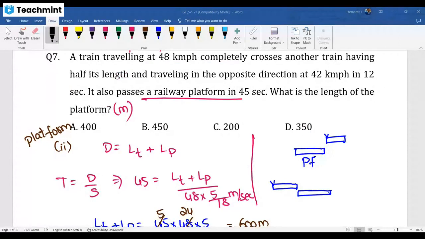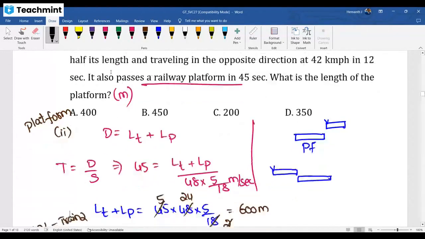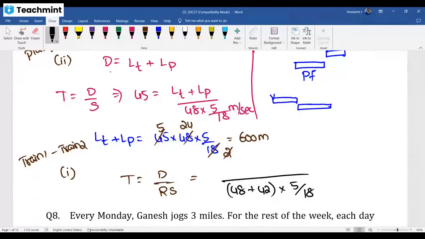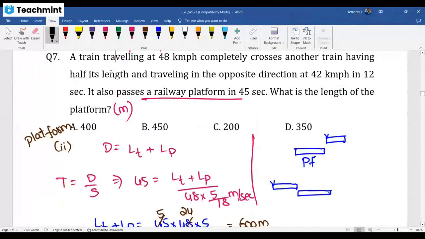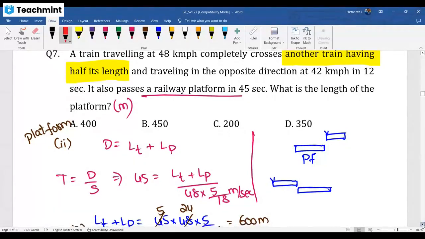Now, my dear friend, see, what should be the distance here? Like the previous one, where the train is crossing a platform, distance is length of the train plus length of the platform. Here train one is crossing train two. Train one length is LT. In the question, they said this train is crossing another train, like another platform. Instead of a platform, you have another train. The other train length is half of the first train length. That's why we took the first train length as LT, and this one is LT by 2.